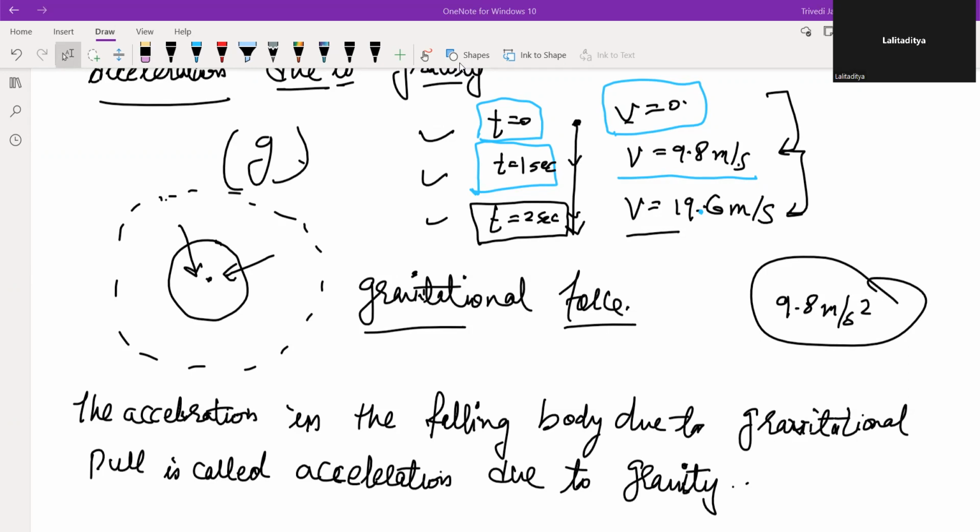Here we're only talking about gravity, which means no external force. But if you're giving a real life example, then it might be with force.